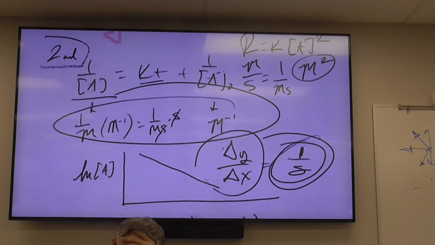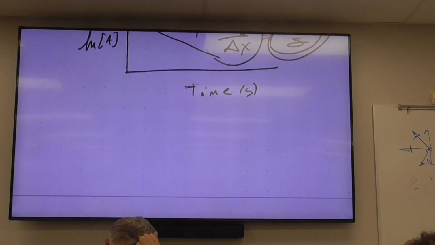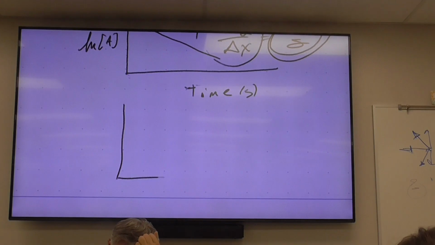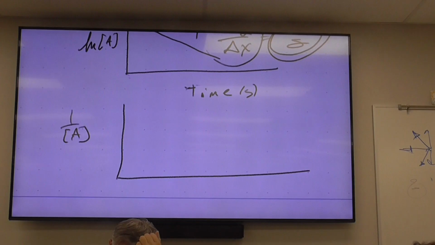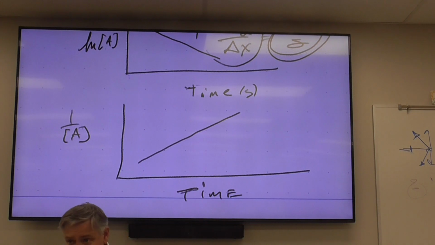Now, if it's second order, okay? If it's second order, then what you're going to do is you're going to graph 1 over A versus time. And those are going to have positive slopes. That's why there's a positive k there.